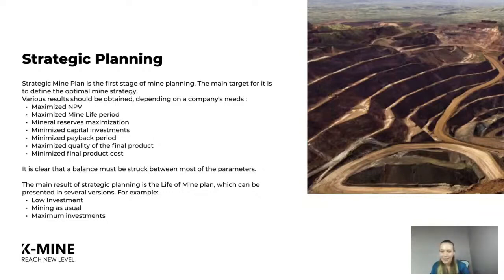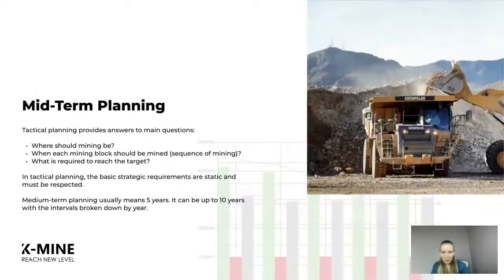And remember that a single road at the top of an ore body won't necessarily ruin your project, but a natural preserve can. So we're moving on to medium-term planning or tactical planning, which usually is less labor-intensive because, as a rule, at this stage of planning, strategic issues are not resolved, but they are somewhat guiding directions. So midterm planning is usually 5 years, but it can be up to 10 years, and intervals can be split by years.